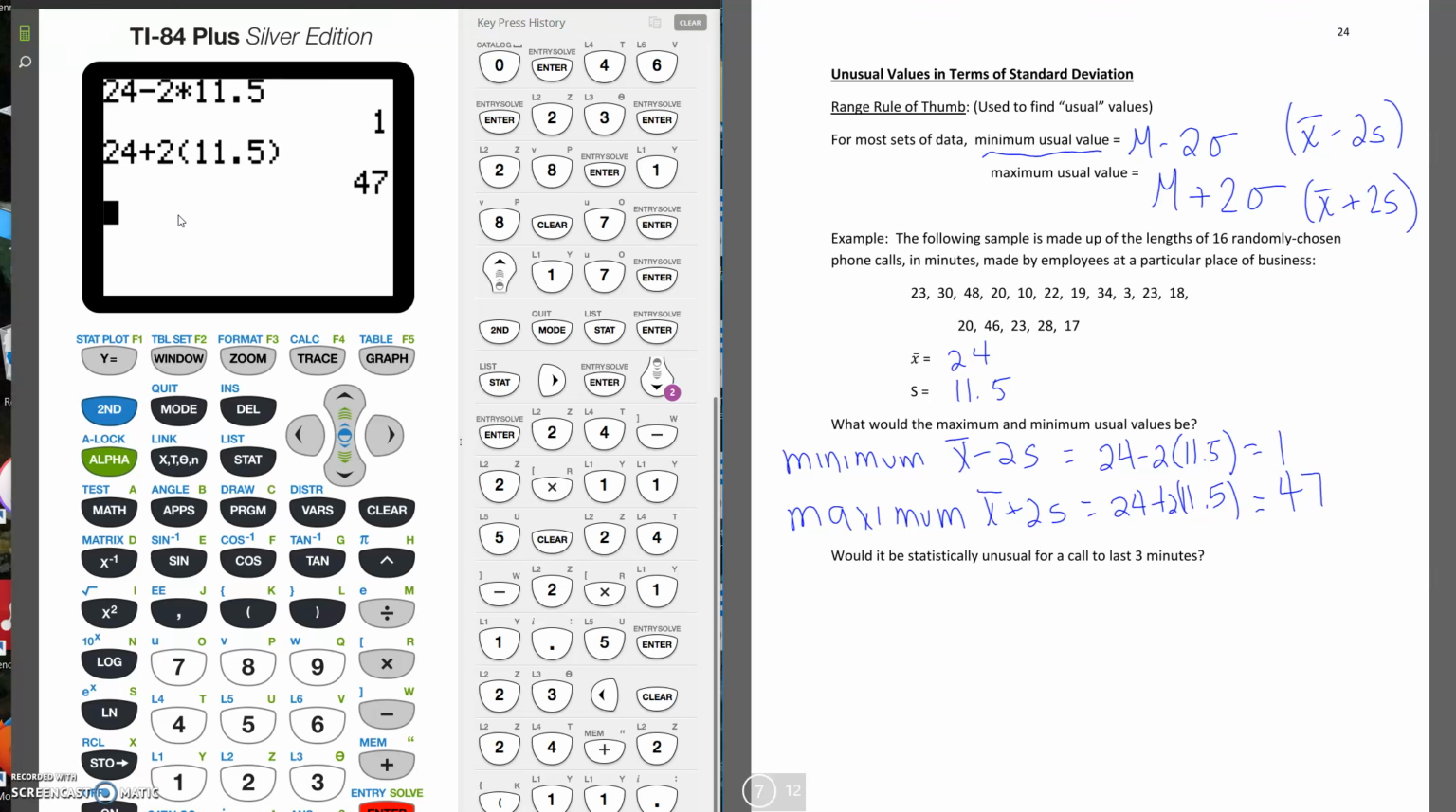So when the question is asked, would it be statistically unusual for a call to last 3 minutes? The answer is no, because 3 is between the usual values of 1 and 47.